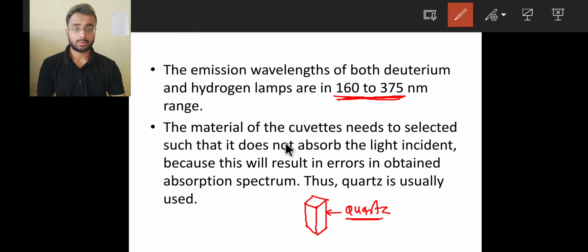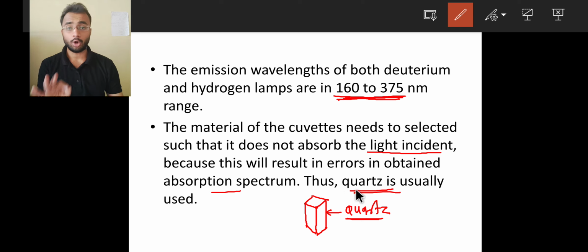So the material of the cuvette needs to be selected so that it does not absorb the incident light. It should not absorb any wavelength of the light, because this will result in error in the obtained absorption spectrum. Thus quartz is usually used. What we use? Quartz and not glass.